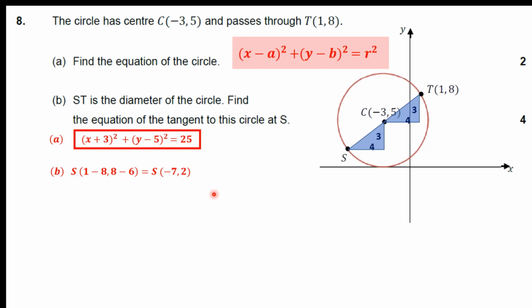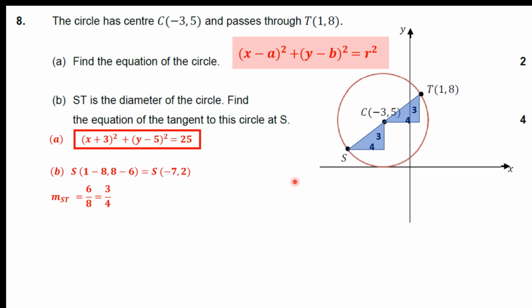Okay, now we need to find the gradient of this. The gradient of ST is 6 over 8. How do I get it? Well, if I go from S to T, I've got to go up 6, which is the y shift, and across to the right 8, 4 and 4. So that's where the 6 and 8 comes from. Reducing it down to simplest form gives you 3/4.